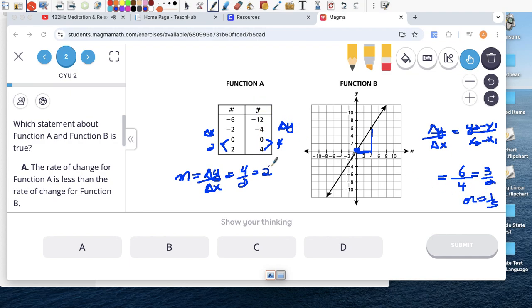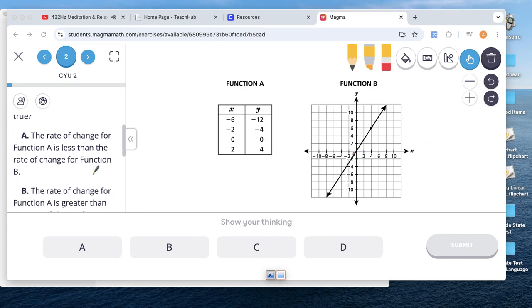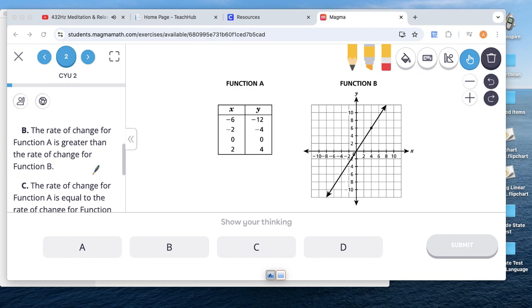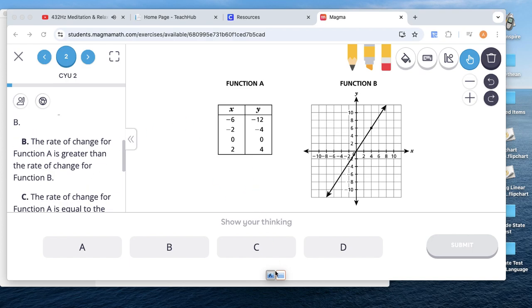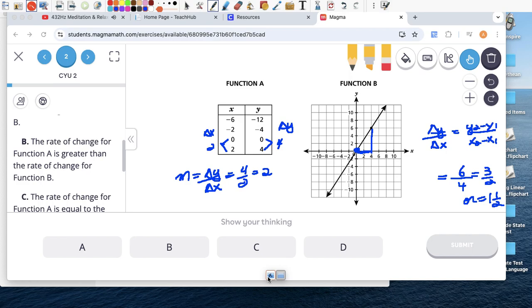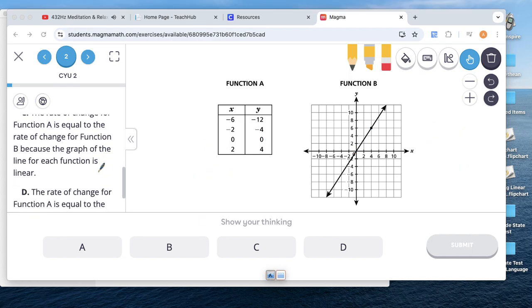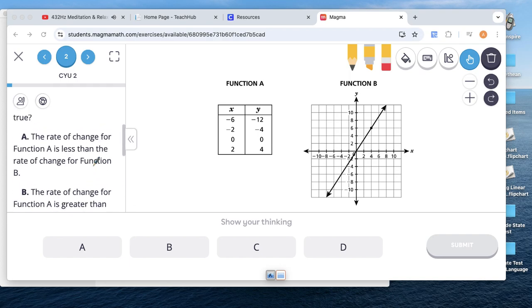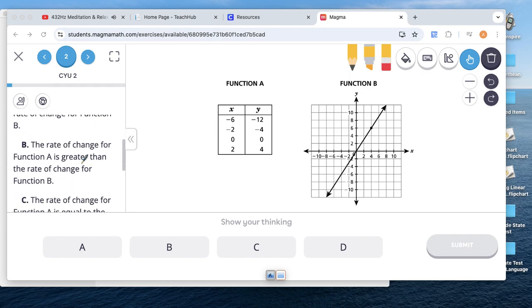So function A has a rate of change of 2, and function B has a rate of change, sorry, I meant to write 1 1/2, or 1.5. So the rate of change of A is greater than the rate of change of B. Well, let's look at the answers. Sorry, let me just go back. Let me get from the answers. So A is greater than B, okay? The rate of change of A is equal to... no. The rate of change of A is less... no, the rate of change of A is greater, so we want B.